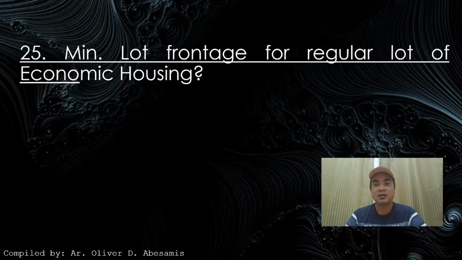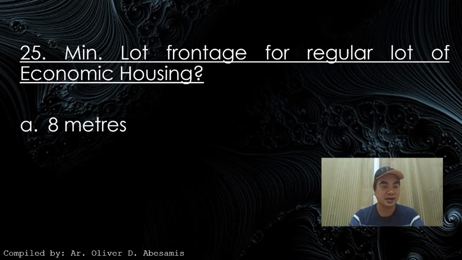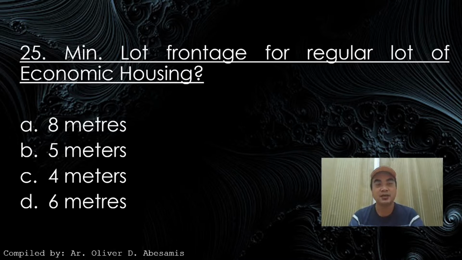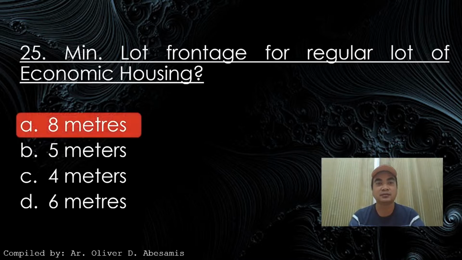25. Minimum lot frontage for regular lot of economic housing. A. 8 meters. B. 5 meters. C. 4 meters. D. 6 meters. Answer: A. 8 meters.